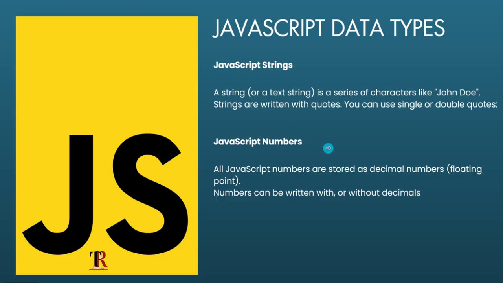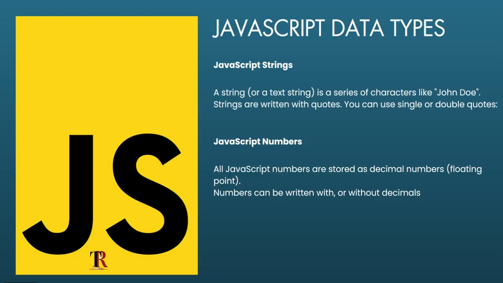So moving on, let's look at JavaScript numbers. All JavaScript numbers are stored as decimal numbers, floating point. Numbers can be written with or without decimal. So when you store numbers in JavaScript, they are stored as decimal numbers, floating points, which means that numbers are not stored as integers like the way we have in traditional mathematics, where you have 1, 2, 3, and so on and so forth.